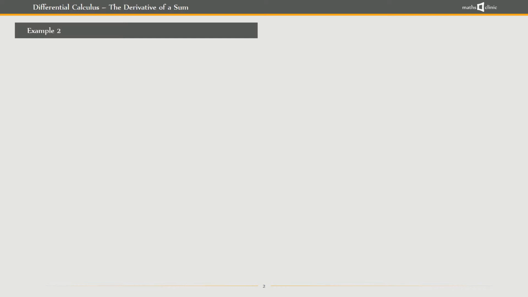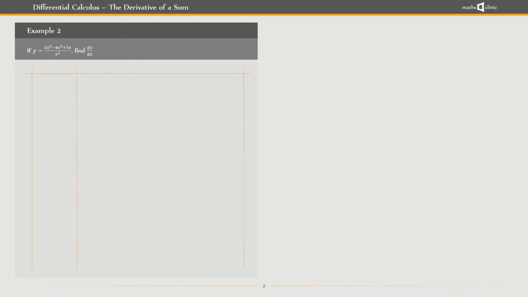So example 2 says if y equals 2x cubed minus 4x squared plus 7x over x squared, find dy/dx. This looks a bit tricky, but it's actually quite easy. The first thing we want to do, we have y equals 2x cubed minus 4x squared plus 7x over x squared. I want to simplify this. So I divide all through by x squared, and what I have is 2x minus 4 plus 7 over x.